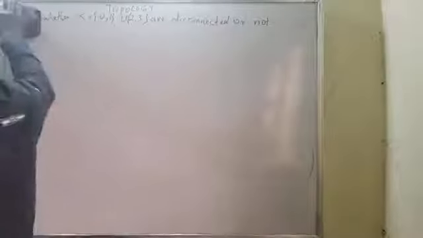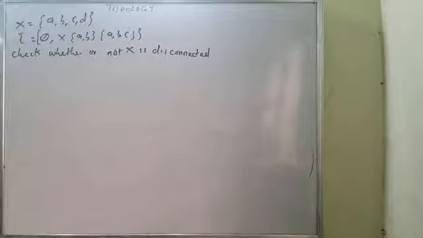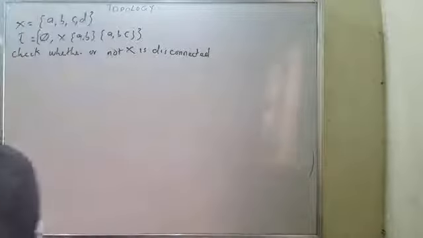Now, look at this question also. It's another simple one that we need to understand. This is my X, this is my tau, which is my topology. Now, check whether or not S is disconnected or connected. I think you should know that one.